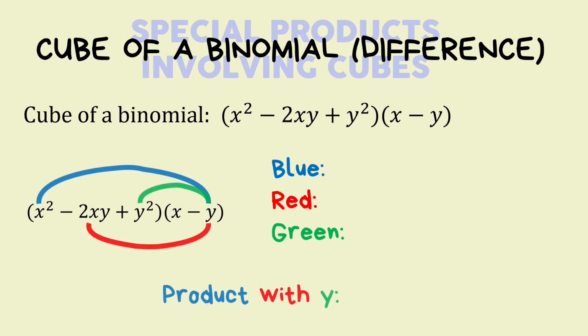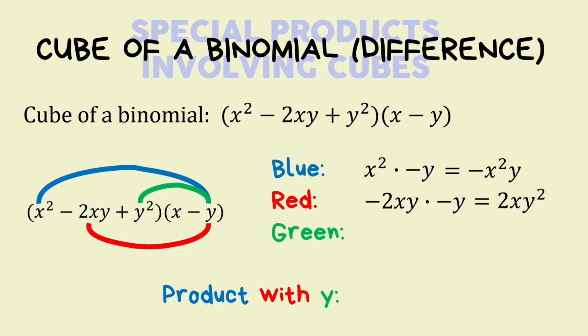What about with negative y? Remember that signs are very important in this process. With negative y, we should have x squared times negative y, which is then equal to negative x squared y. Meanwhile, negative 2xy times negative y will be equal to positive 2xy squared. Remember that the product of factors with the same sign is always positive. Meanwhile, y squared times negative y will be equal to negative y cubed.